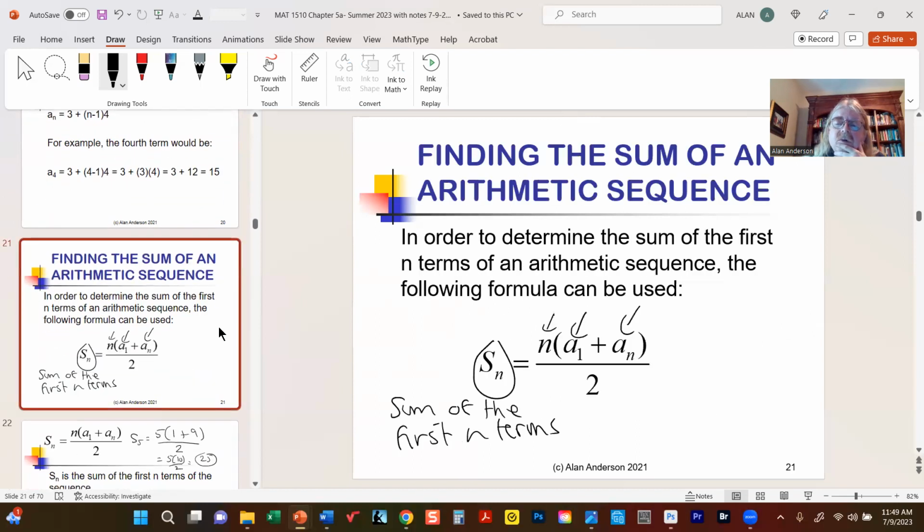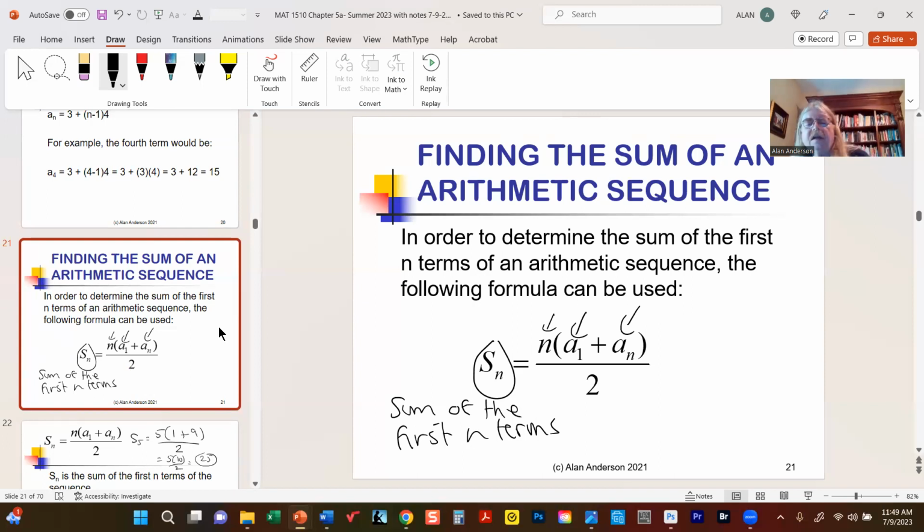Now, sometimes what we need is not to identify a particular term in a sequence, but we may be interested in knowing the sum of the first n terms. Now, you can see the number of terms is fairly large. This is going to take quite a while. So this formula is an alternative to doing it that way. It's a very nice compact formula.